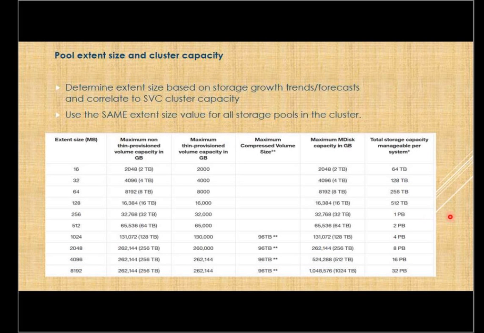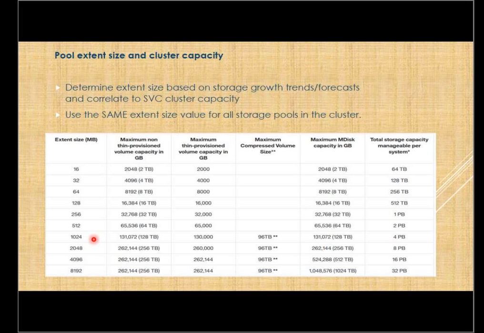So now, there is one of the most important points here, the extent size that we already discussed about. Once we talk about the extent size, we can have different extent sizes here, okay? Starting from 16 MB, and the maximum extent size can be 8192 MB. That is the extent size that we can have while we create a storage pool by combining multiple MDisks. By default, the extent size will be 1 GB, 1024. Okay, by default, it will be like this.